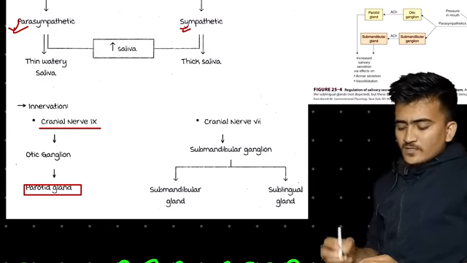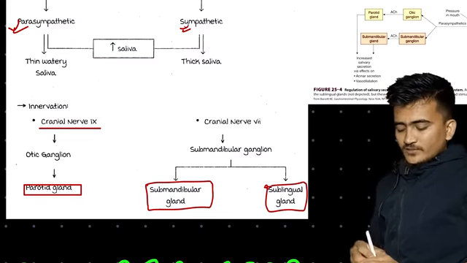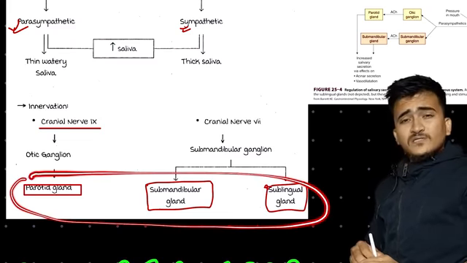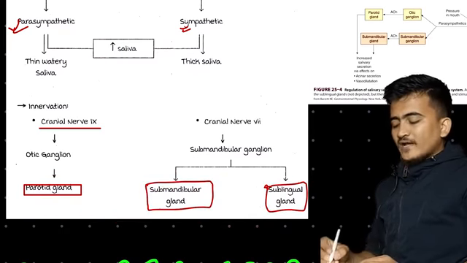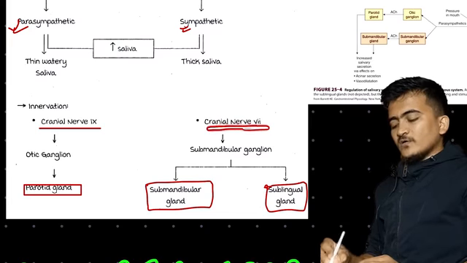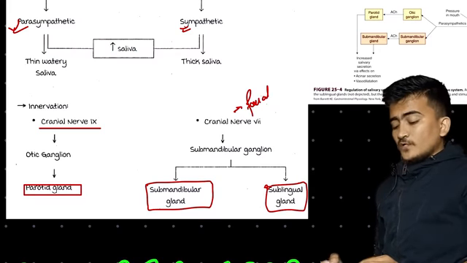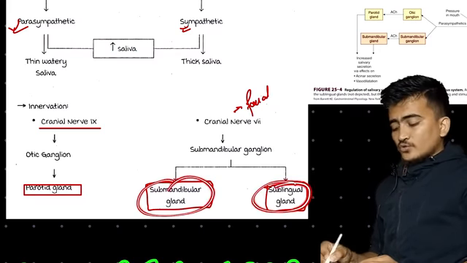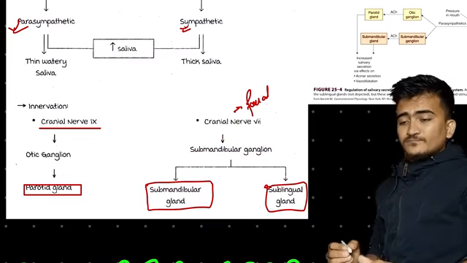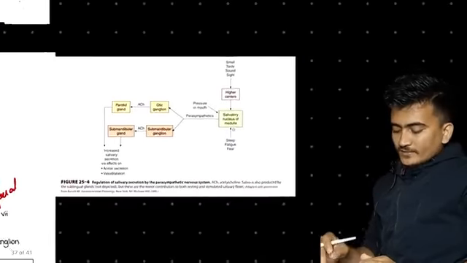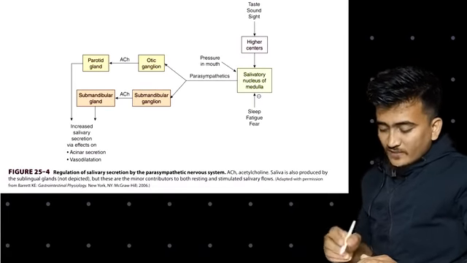Similarly, talking about the submandibular gland and sublingual gland, everything we are speaking about right now is part of the major salivary glands. For the submandibular and sublingual glands, we have innervation from the 7th cranial nerve, the facial nerve. This facial nerve will innervate these glands through the submandibular ganglion. So that is about innervation.